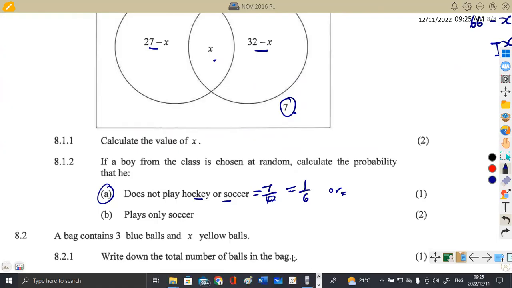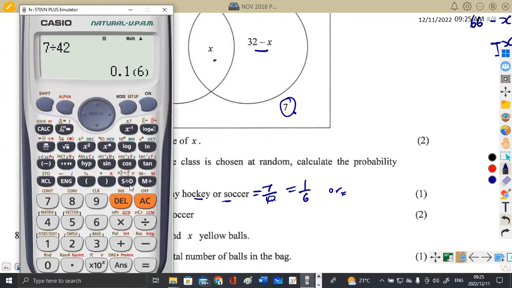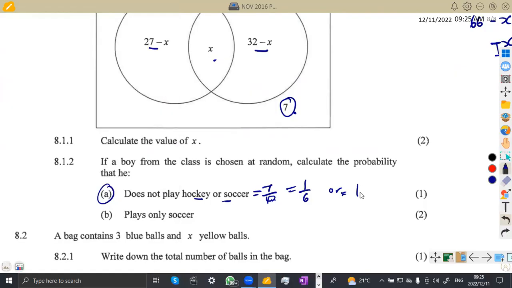You can write it as 0.166, which is 0.167, because we need 2 decimal places, remember. So it's going to be 0.17. All right, that's if you want.